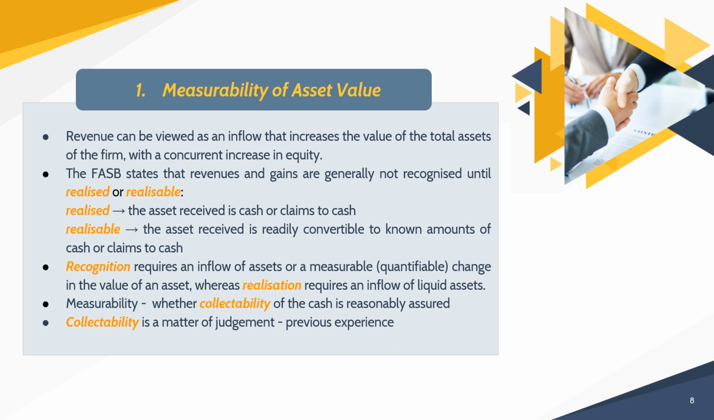Recognition requires an inflow of assets or measurable change in the value of asset, whereas realization requires an inflow of liquid asset. And the next one, an aspect of the criterion of measurability, is whether collectibility of the cash is reasonably assured. Measurability of asset value relates to their collectibility. Collectibility is a matter of judgment, usually based on the previous experience of the firm. The longer the collection period, the more uncertain it is that all cash will be collected. Determining collectibility is a matter of resolving the uncertainty associated with the realization of the revenue.